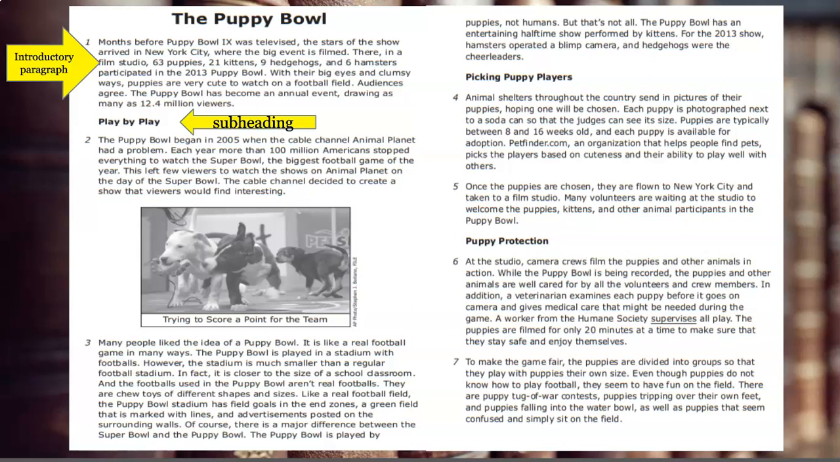As I read, those all seem to tell me how the game is played and what the Puppy Bowl looks like. So I could see definitely why the author chose to use play-by-play for the heading of this section. One thing I also notice is this photograph here, and I noticed this caption that reads, "Trying to score a point for the team." So I'm going to think, based on what I read and based on the photograph, that the Puppy Bowl teams probably score points by trying to take their chew toy into their end zones, into their goal lines.